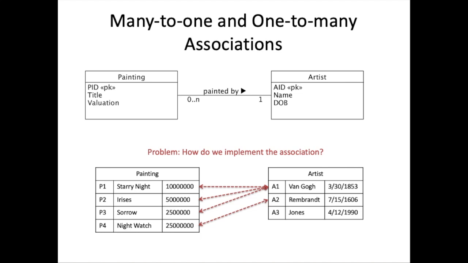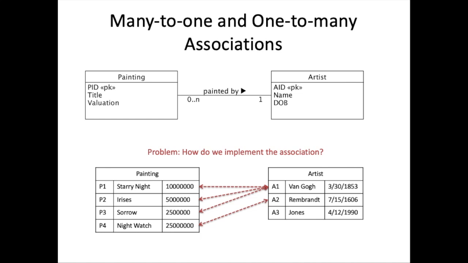artists and paintings. So artists have an artist ID as primary key and also have attributes for their name and date of birth. And paintings have a painting ID or PID for their primary key and have a title and evaluation. And we've got the situation where for each artist there might be 0 or more paintings, but for each painting there's exactly one artist. Okay. So if we have a situation like this, how do we implement the association?